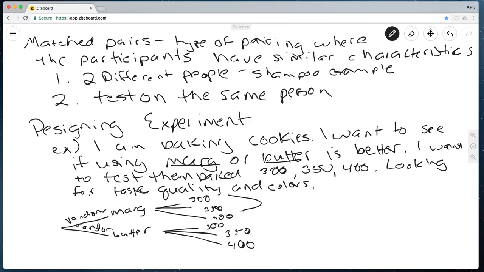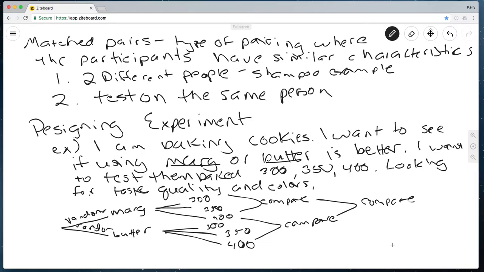When we're all finished, of course, I want to compare the different colors and tastes of cookies at the different temperatures that were made out of margarine. And then I would do the same thing for those with butter. And maybe I would take the best from each of these and then do a taste comparison and a color comparison one more time between the two of them. So this is the proper way to set up this particular design experiment.